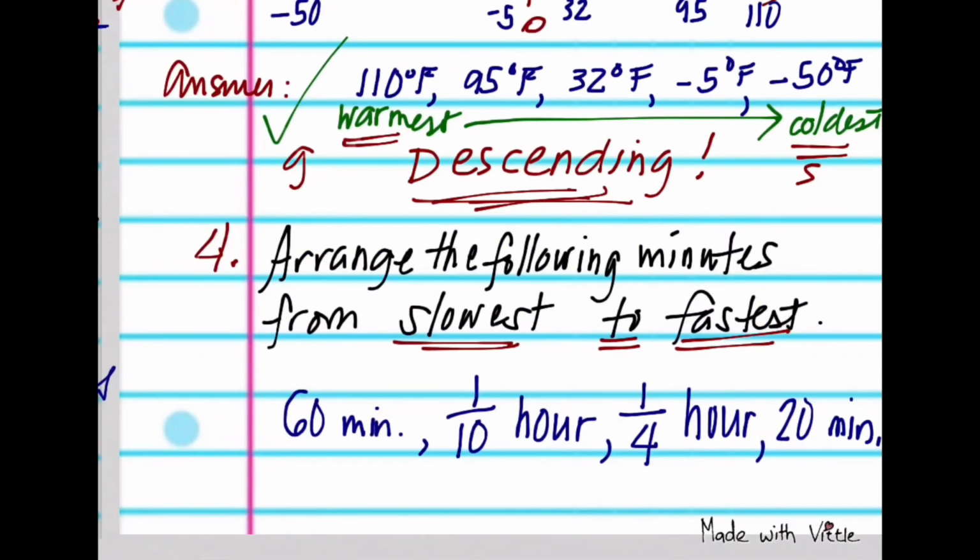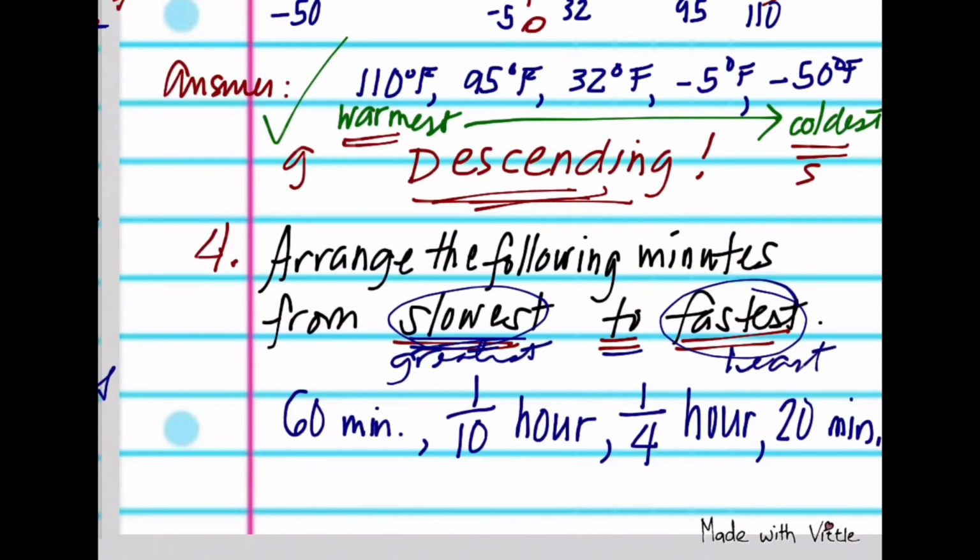Okay, let's go ahead and arrange some numbers of times from slowest to fastest. And you know, when you're the slowest, you're taking a lot of time to do something. So when you're slowest, you have the greatest number of time. You took all the time to do something. While if you're the fastest, it took you just a small amount of time. So fastest means smallest or least.